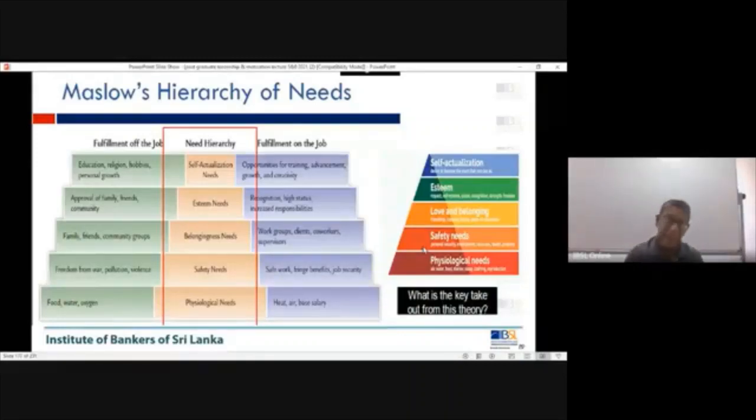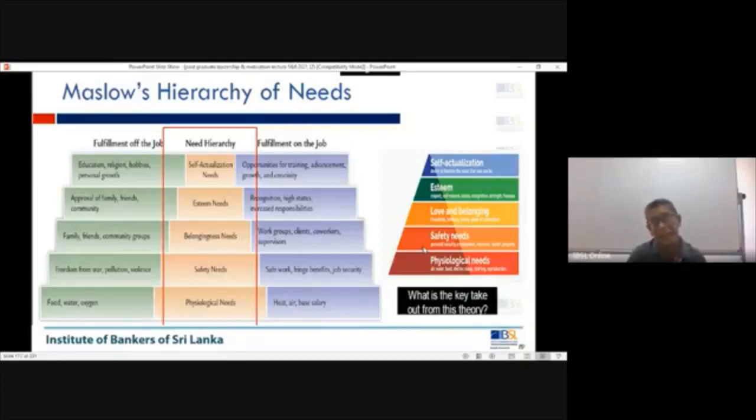Likewise, there are some people who don't have these needs in a particular hierarchical order. It can be changed. Some people start with belongingness, some start from esteem needs. They don't follow the order; they bypass the first three needs. But what Maslow said is that you need to go one by one.